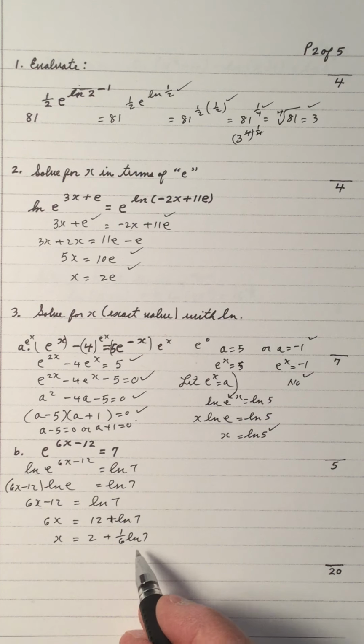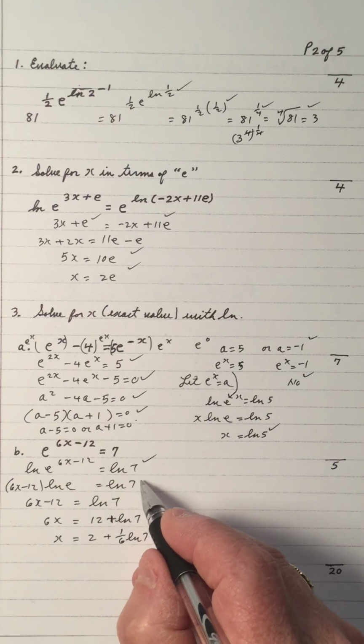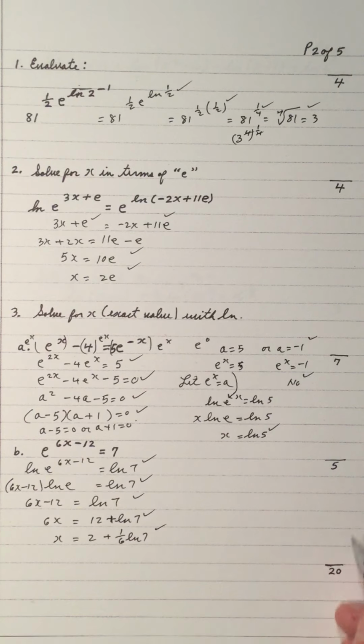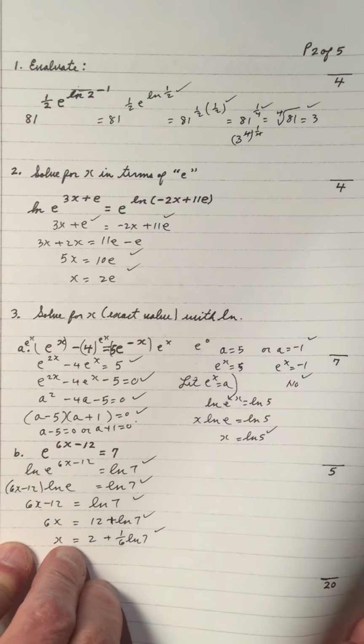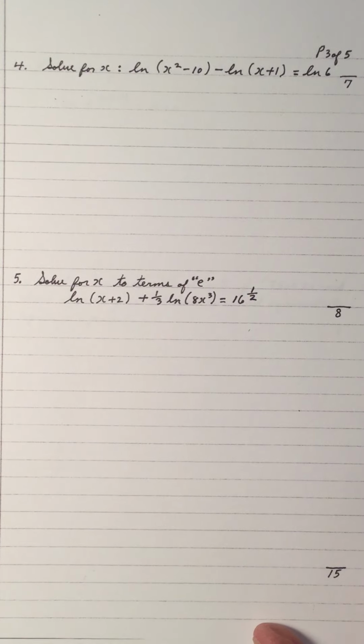So if we gave 1 mark for this, and 1 mark for this, and did each of these as a mark, that's 5 marks in total. Total up your page, and it's out of 20. Hopefully everything is going well. And we have another question.